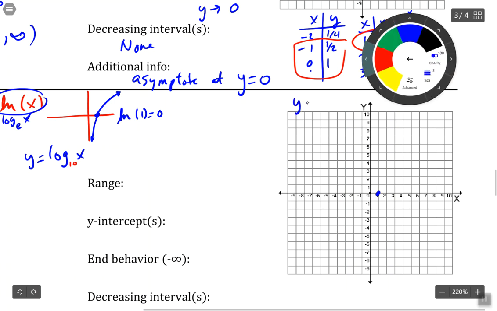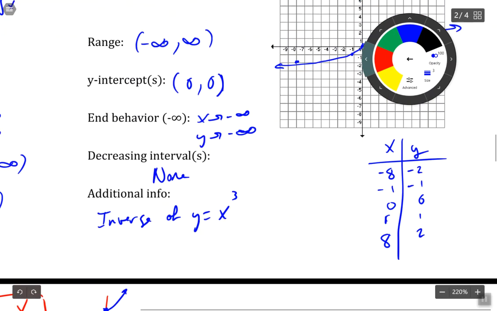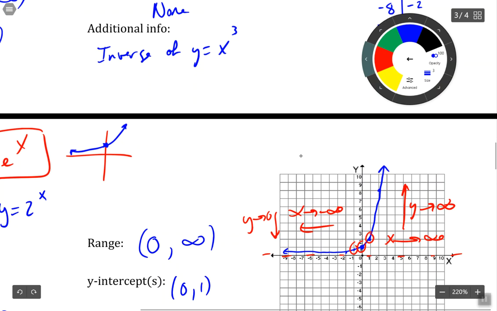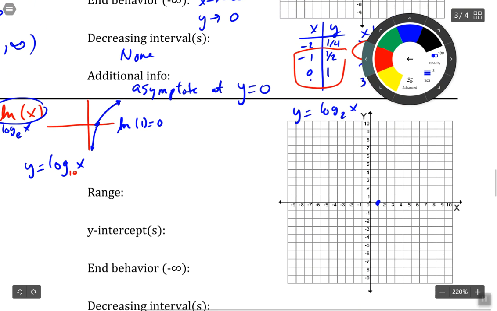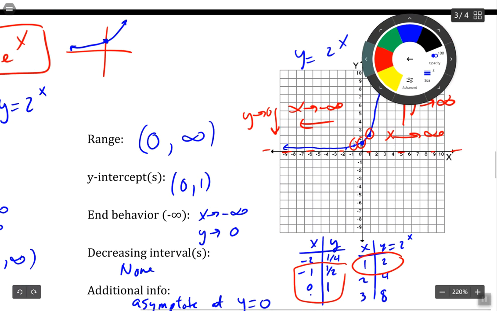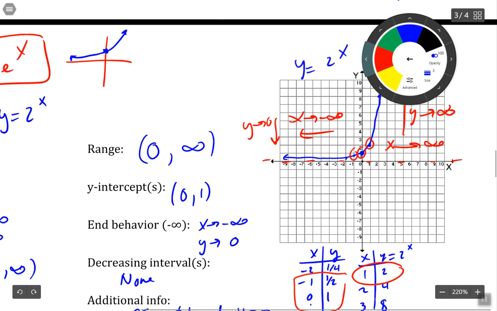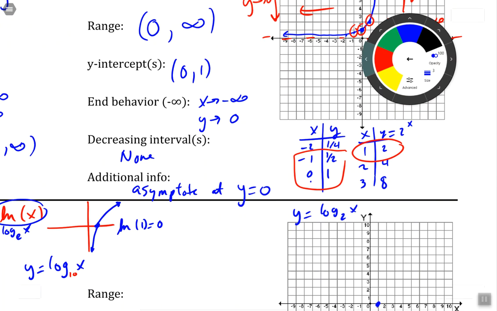y equals log base 2 of x, because we're doing the same as the one we just did a minute ago, y equals 2 to the x. The logs undo them, so this is the inverse. See how this graph does this? Are we going to switch the x's and y's? The easiest way is to take this table and switch the x's and y's. That's what we're going to do.